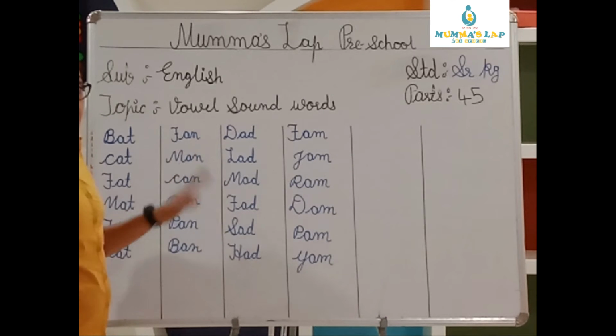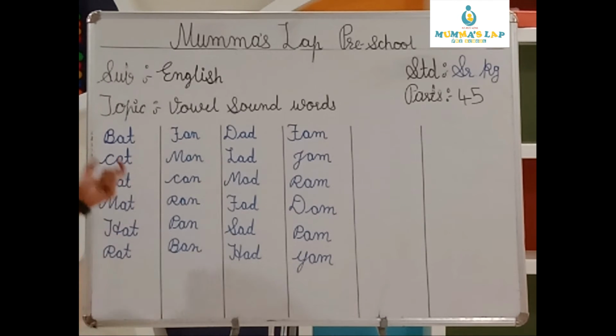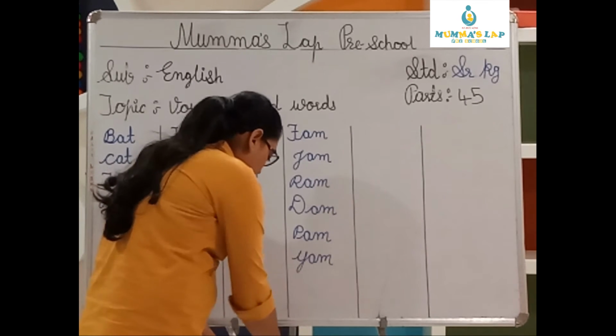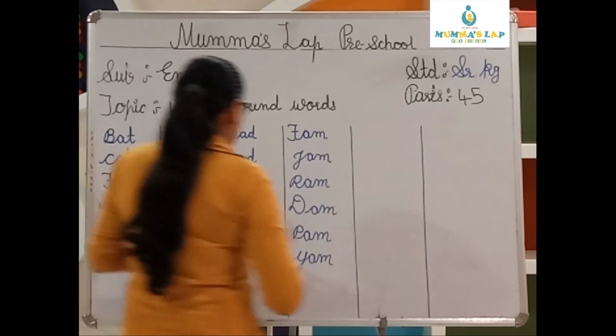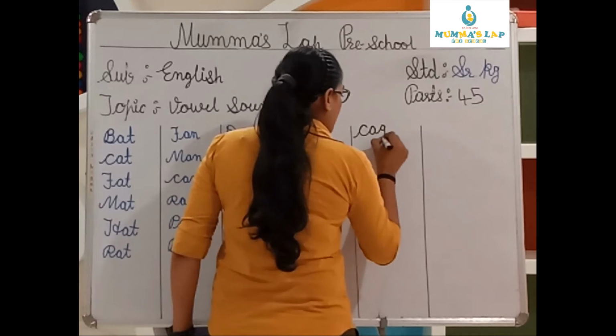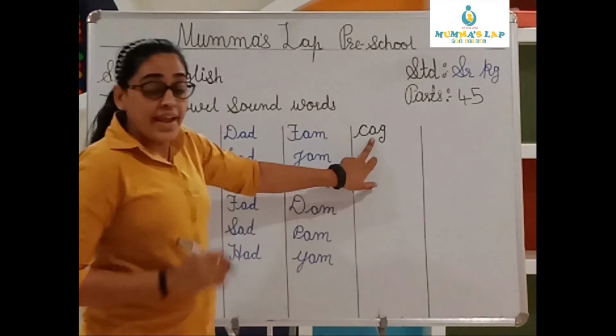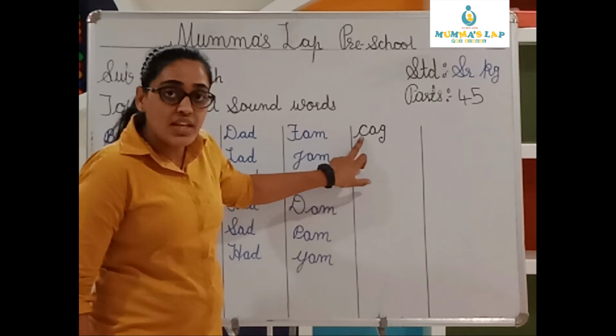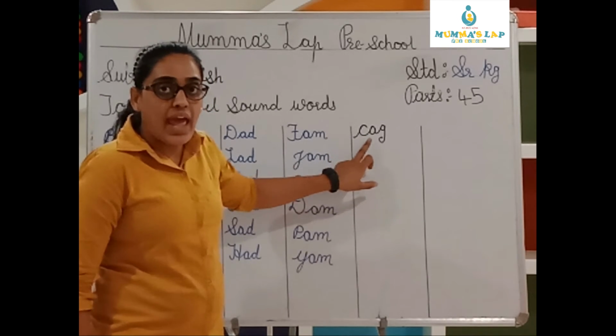All these words we had learned, right? Today we will learn more words. C, A, G, keg. A, G, egg. What is the sound of C? C, C, K.